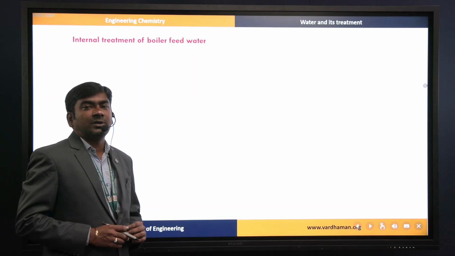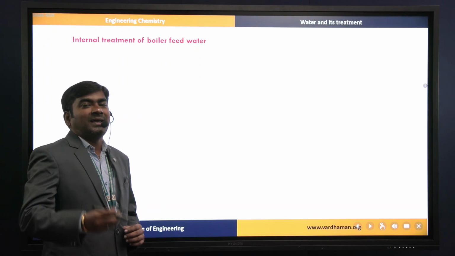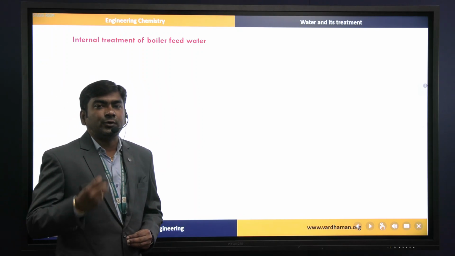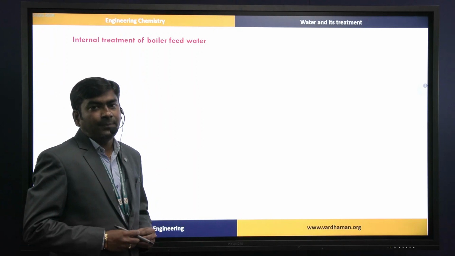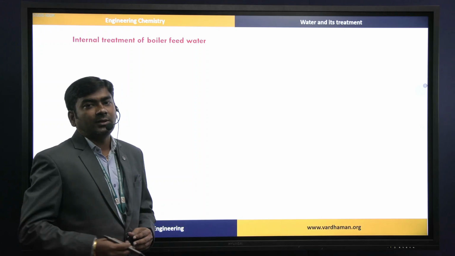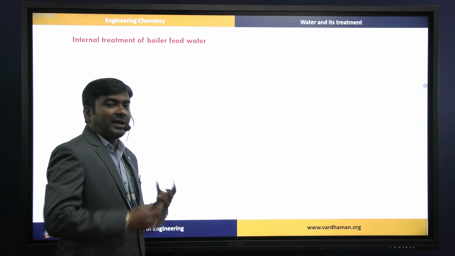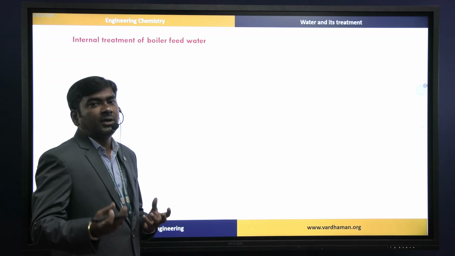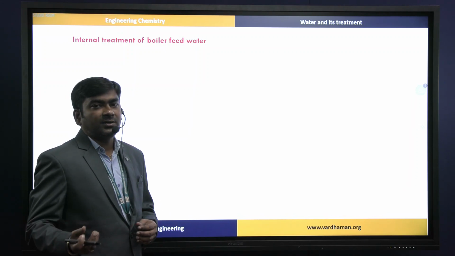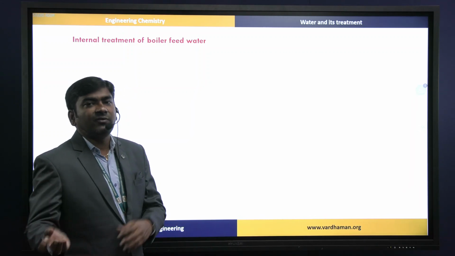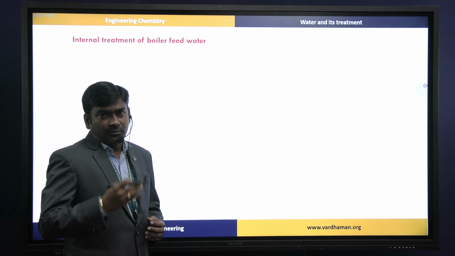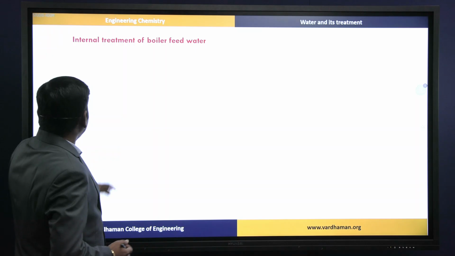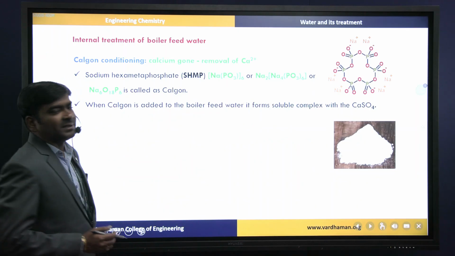In the internal treatment method, after supplying water, after giving water into the boiler, we add a few chemicals to soften the supplied water. In the external treatment method, by adopting some techniques, by using some equipment, we soften the water. That softened water, we then supply to the boiler. So that is called an external treatment method.